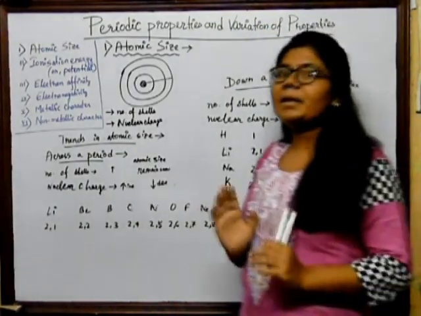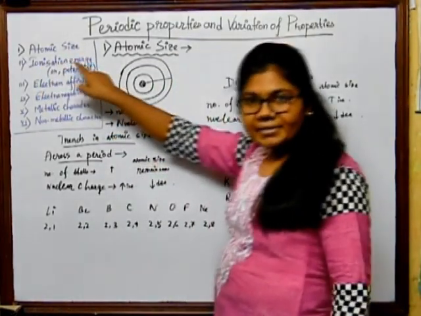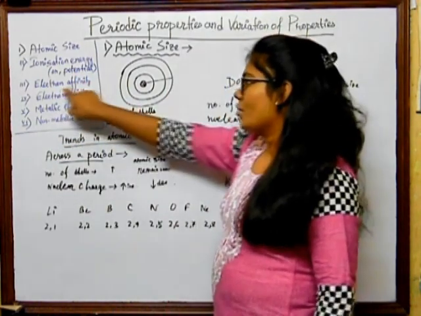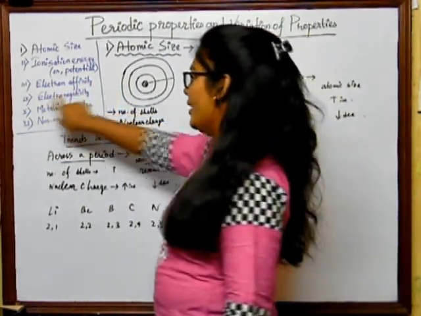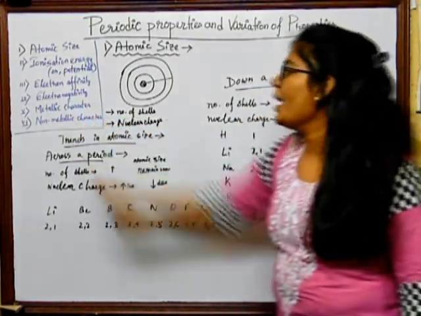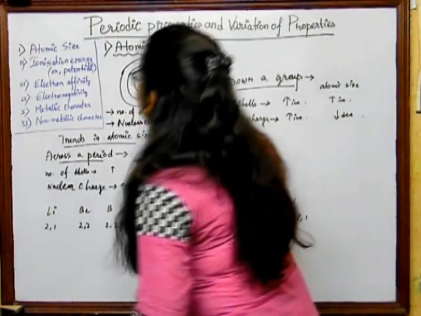Properties. What are the periodic properties? Atomic size, ionization energy or ionization potential, these two are same. Electron affinity, fourth electronegativity, metallic character and non-metallic character. At first we will discuss about atomic size.